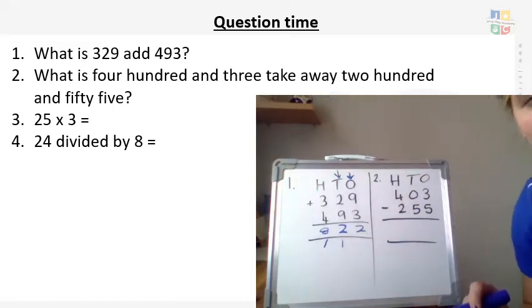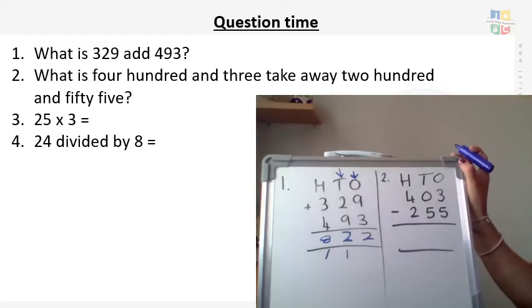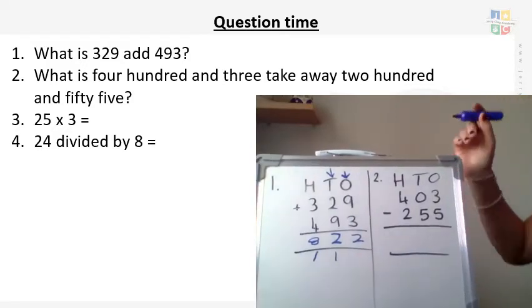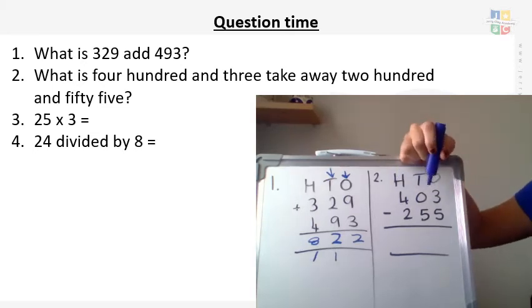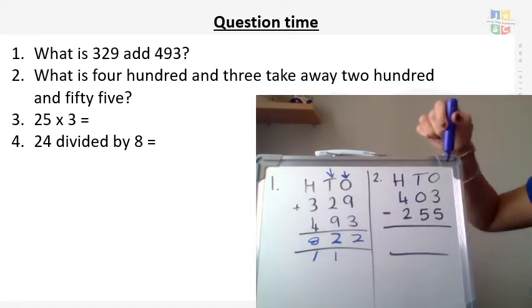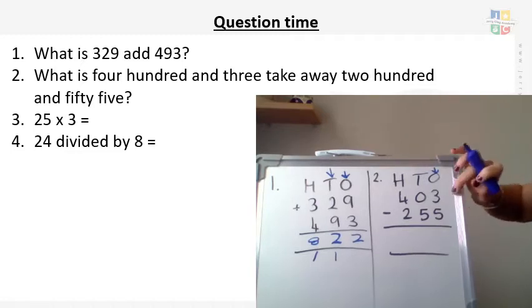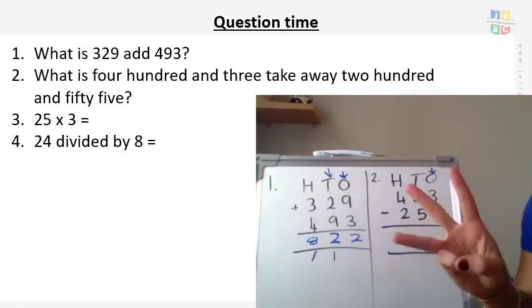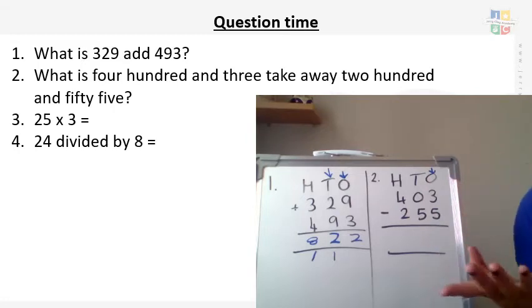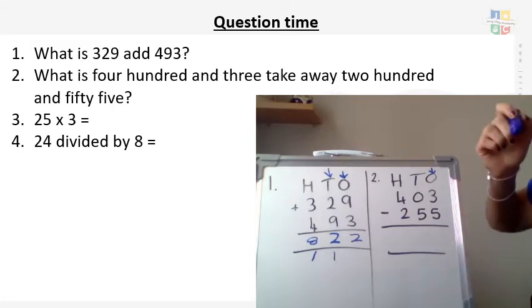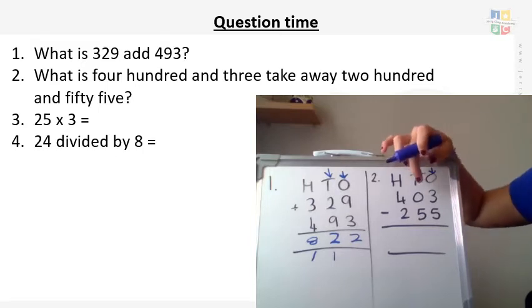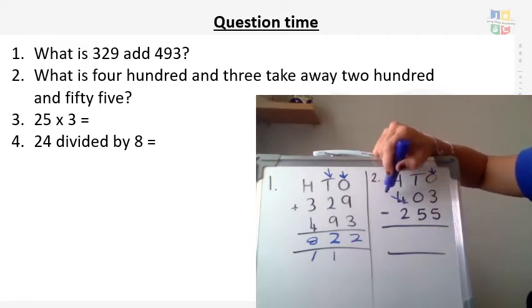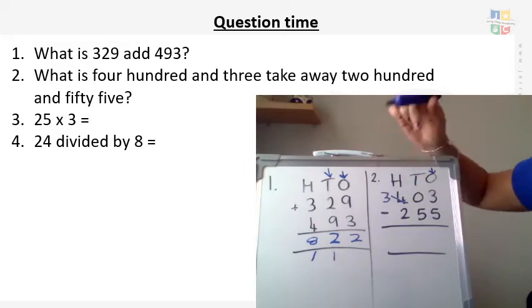For number 2, what is 403 take away 255? Please make sure the 4 is in the hundreds, the 3 is in the ones, and because there's no tens, we put a 0. So starting in our ones column first, 3 take away 5, put 3 on your fingers. Can you take off 5? No, you can't, so we need to go and get some help. However, because we cannot exchange any tens because there isn't any, we must go straight to our hundreds to cross off our 4 and turn it into a 3.